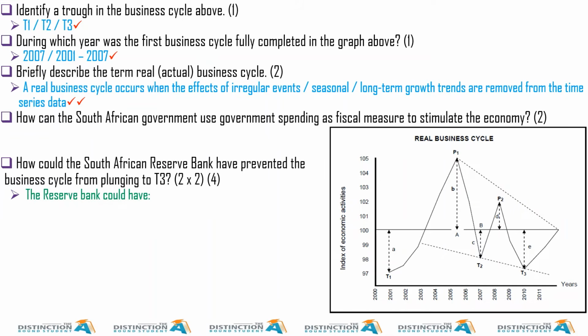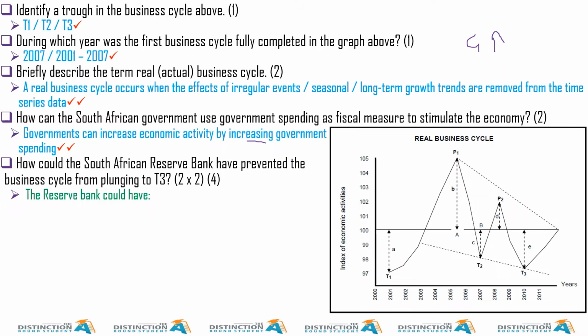How can the South African government use government spending as a fiscal measure? Look, to stimulate economic activity, if you have G as a tool, you have to increase it. This one is obvious. Government can increase economic activity by increasing spending. The question here is asking, do we increase or decrease government spending? And obviously we increase it.